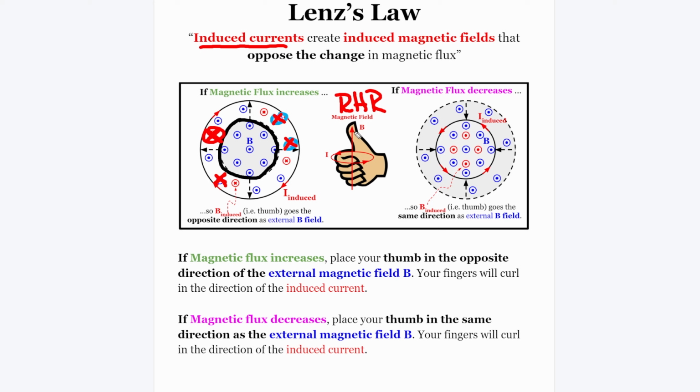So try it right now. Stick your thumb sort of in the direction of your screen, and your fingers are going to be swirling this way. That's why I draw these arrows this way. That's the direction of the induced current.